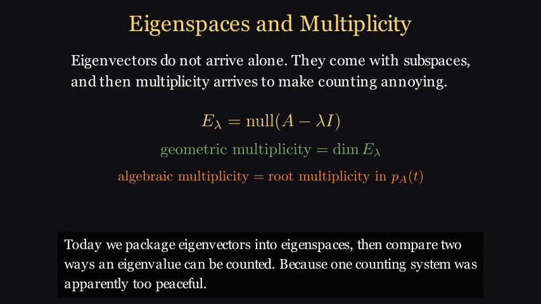Today we package eigenvectors into eigenspaces. Then compare two ways an eigenvalue can be counted, because one counting system was apparently too peaceful.